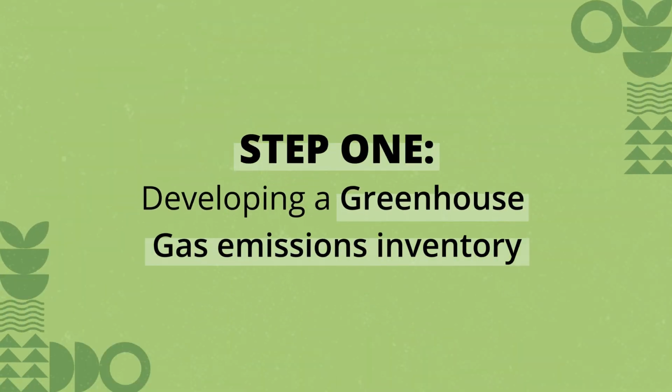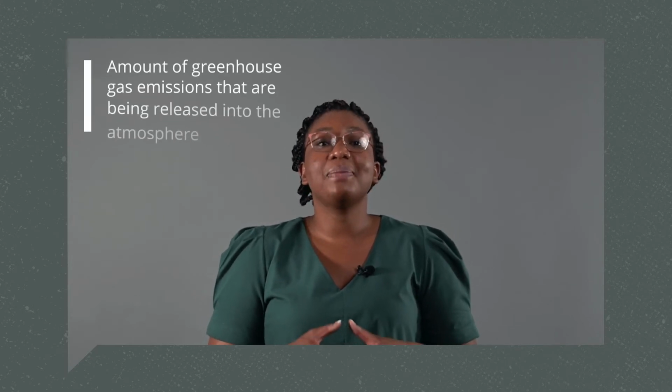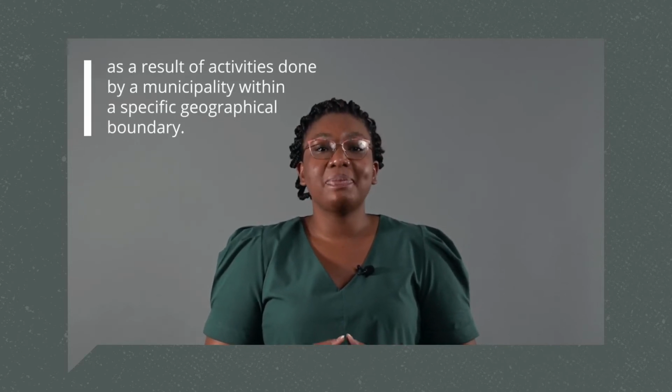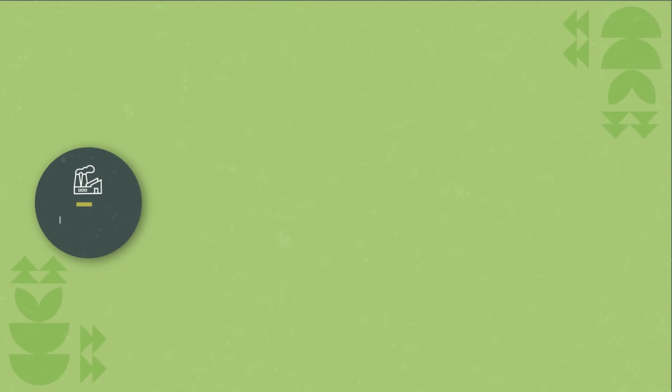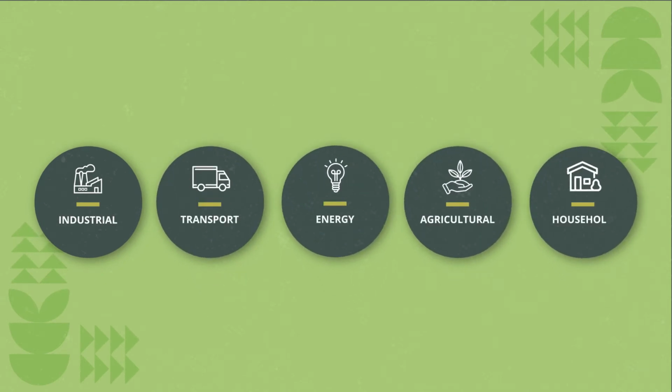Step 1. Developing a greenhouse gas emissions inventory. A greenhouse gas emissions inventory is essentially a tool used to try and quantify the amount of greenhouse gas emissions that are being released into the atmosphere as a result of activities done by a municipality within a specific geographical boundary. In a greenhouse gas emissions inventory, the emissions are often categorized by sectors. Examples of sectors could be the industrial, transport, energy, agricultural, and household sector.